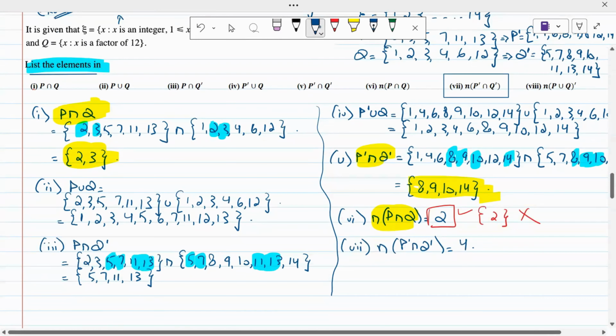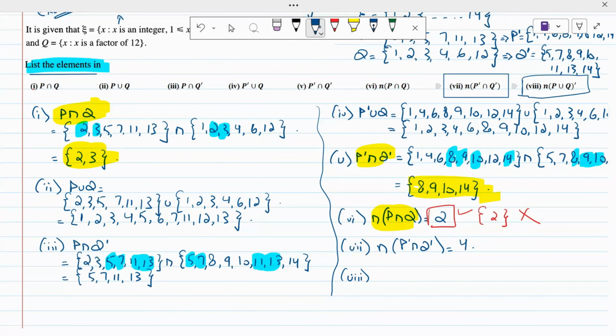Part 8. Now we have to find n of P union Q whole complement. Now this one is a bit tricky. So P union Q whole complement, and you have to find the count of it. What you need to do is first find P union Q. You have already found the value of P union Q in part 2.